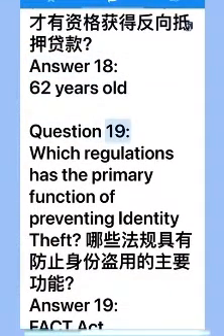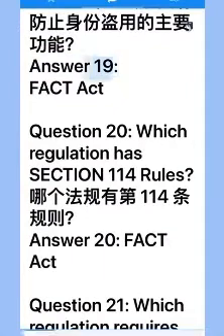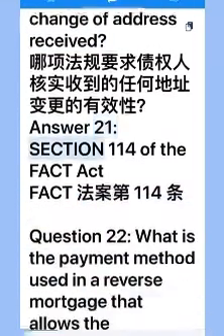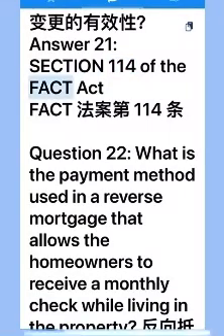Question 19. Which regulation has the primary function of preventing identity theft? Answer 19. FACT Act. Question 20. Which regulation has Section 114 rules? Answer 20. FACT Act. Question 21. Which regulation requires the creditor to verify the validity of any change of address received? Answer 21. Section 114 of the FACT Act.